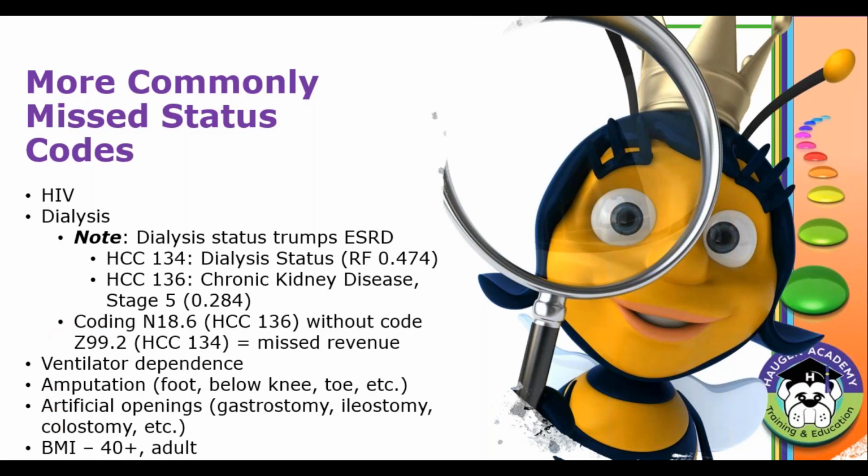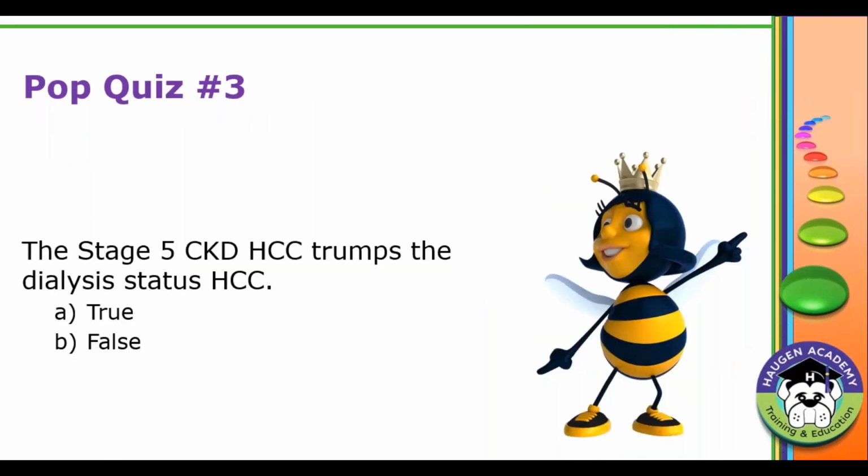Also, codes for ventilator dependence, amputations, artificial openings, and body mass index over 40. All of these are commonly missed on HCC audits.